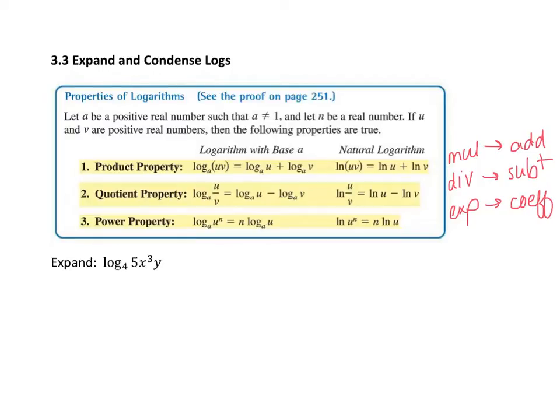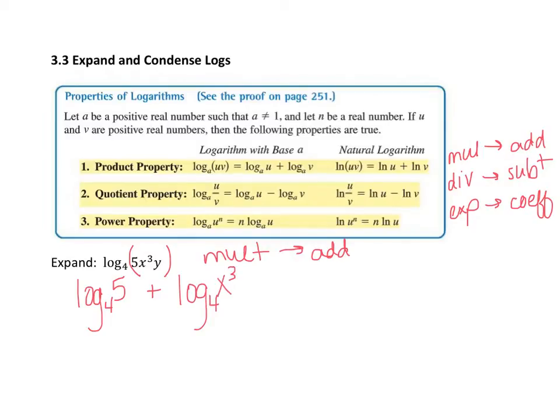Okay, so I'm taking the log base 4 of 5 times x cubed times y. So we can break up the multiplication first. Multiplication goes to addition. So I'm going to keep log base 4 for every one of these: log base 4 of 5, plus log base 4 of x cubed, plus log base 4 of y.